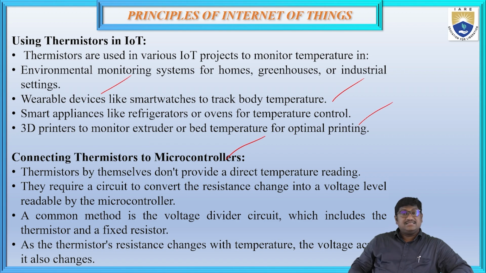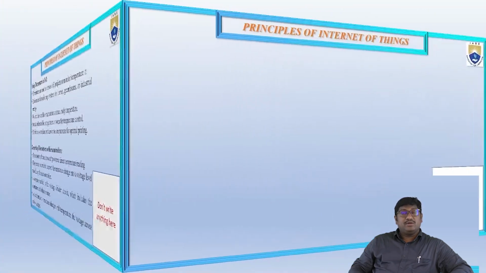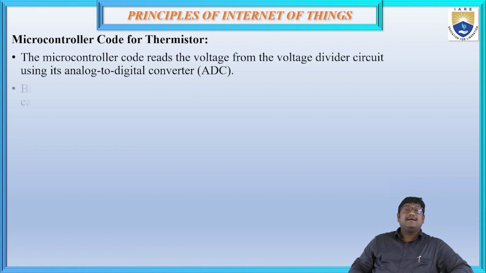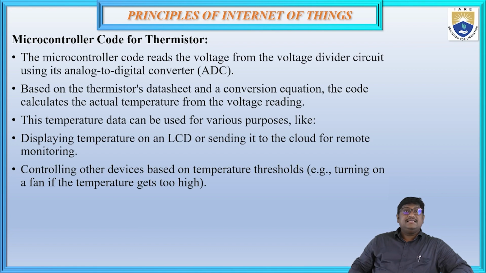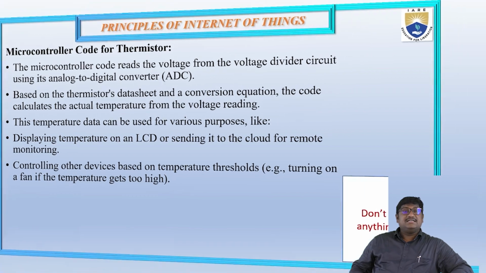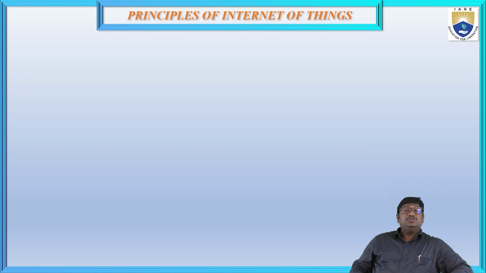This is going to detect the changes in temperature whenever it changes, guys. And what are the microcontroller codes for thermistors? These microcontroller codes read the voltage through the ADC. Based on the thermistor data sheet, the equation converts the voltage reading into temperature. The temperature data is used for various purposes: displaying the temperature, sending it to the cloud, and, based on the data, analyzing temperature thresholds, like turning on a fan if the temperature is too high, turning on a refrigerator if the temperature is too high, or turning on an air conditioning system if the temperature is high.